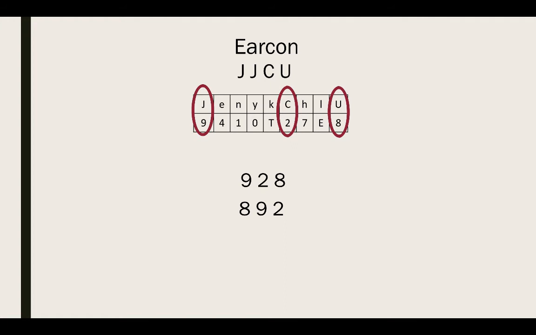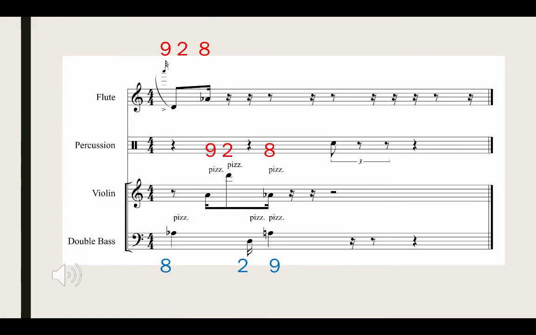9, 2, 8. Put it in ascending order, 8, 9, 2. Do all your stuff to get it into best normal order, gives us a 0, 1, 6, which is set class 3-5. And this is what it looks like. So this is the sound that I use on my text messages. Every time I get a text message, this is the sound I get.